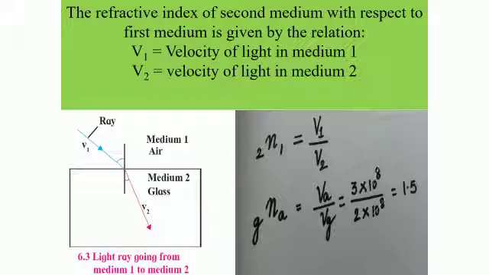Now we know the values of velocity of light in air and glass, so we substitute the values, that is 3 into 10 raised to 8 upon 2 into 10 raised to 8. 10 raised to 8 and 10 raised to 8 will get cancelled, and 3 upon 2 will be equal to 1.5. So 1.5 is the refractive index of glass with respect to air.